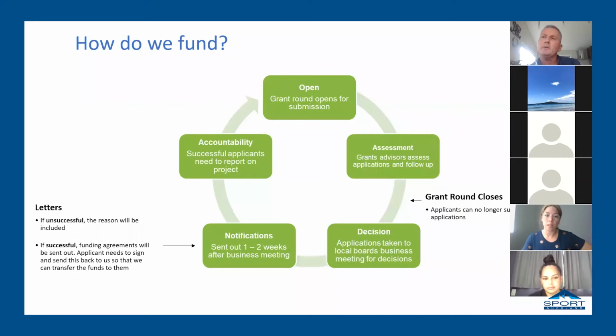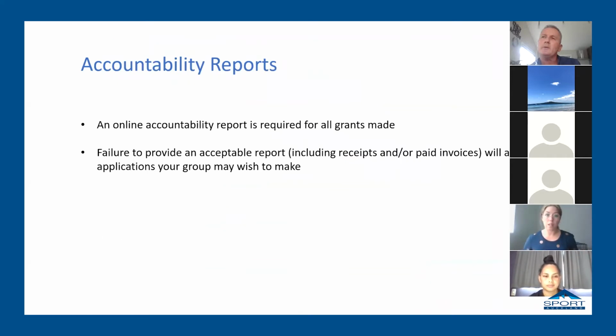And then after we assess your application, so that's the 3rd step, it is then presented to local board members and they make a decision on if you received the funding and how much based on what you've asked for. Once that's done, you'll be notified. We'll send you a letter if successful or unsuccessful. If you are successful, you will receive logos as well as a funding agreement, which is like a contract that you need to read over and sign. Can we please go to the next one?